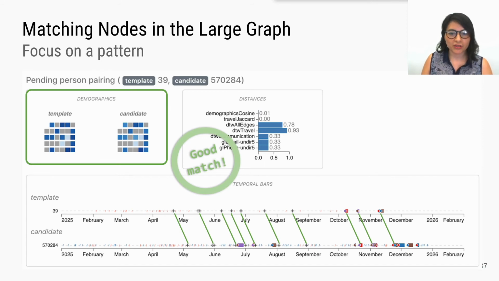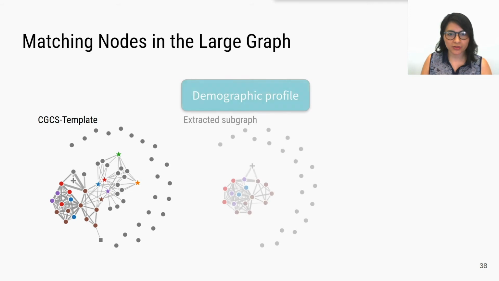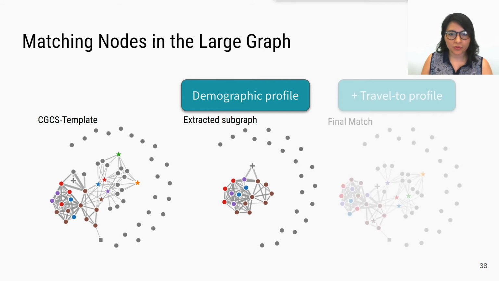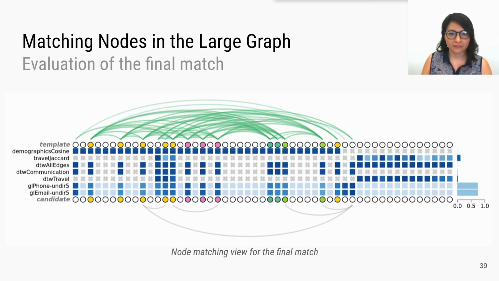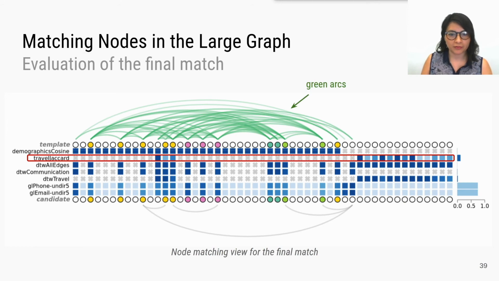From these observations, we knew demographics profile and travels were a good way for finding matching nodes on the large graph. So we extracted the nodes with matching demographic profiles and added all the edges between them. Then we added the nodes with matching travel patterns. This view that we introduced before shows the agreement between the template and the final match. Even if there are some differences in the travel distances, overall, the final match is almost perfect relative to communications between people. The phone locations, represented by the color of the circles, is also perfectly matched, and the distance between demographic profiles is very low.